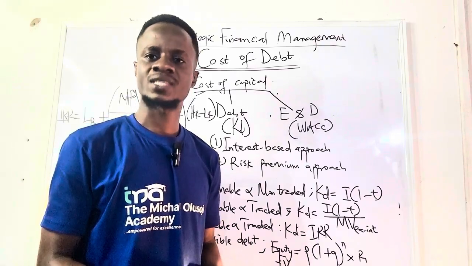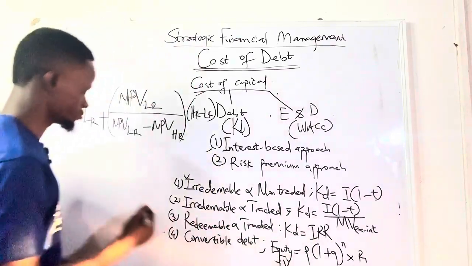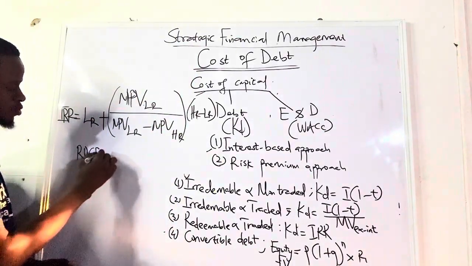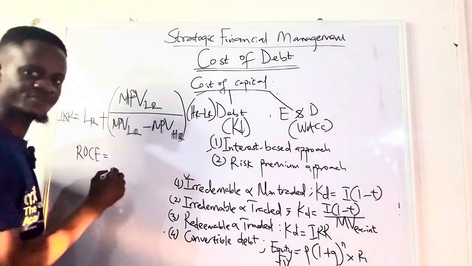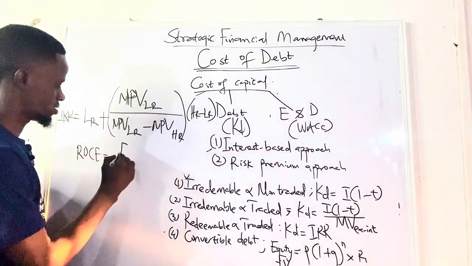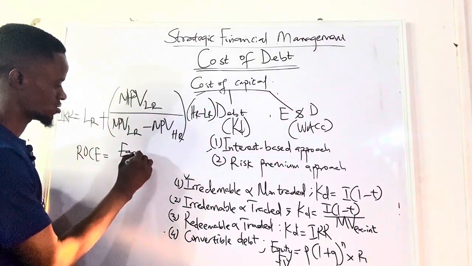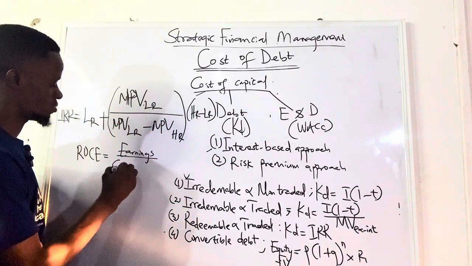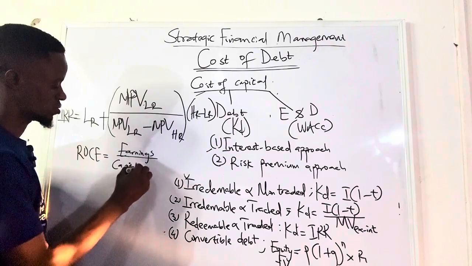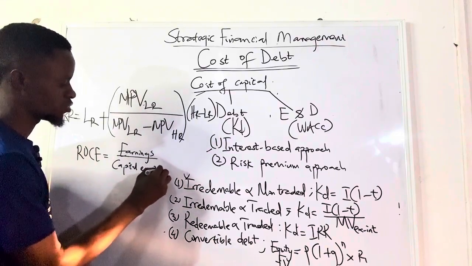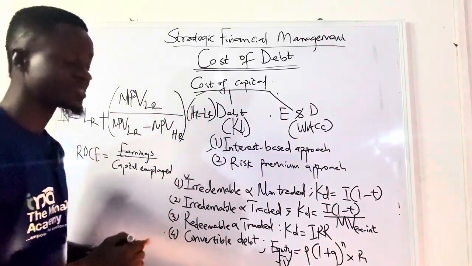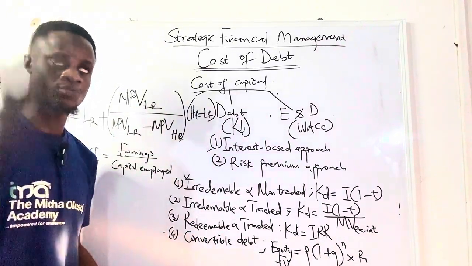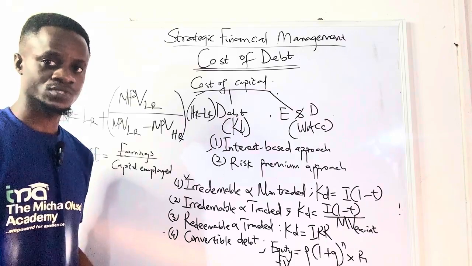A very good example could be return on capital employed. I believe the formula is earnings, which is an inflow, over capital employed. And capital employed, the capital you employed, is an outflow, right? It's just like total assets minus current liabilities, right?